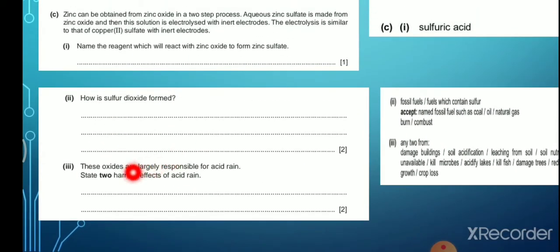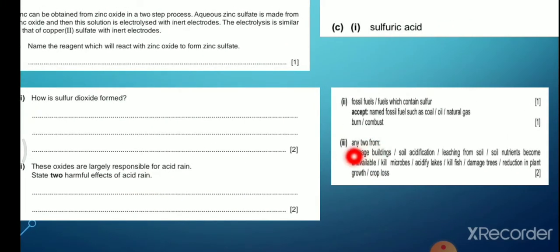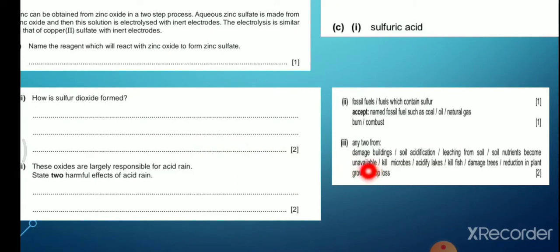Next question. These oxides are largely responsible for acid rain. State 2 harmful effects of acid rain. Any 2 points you can write. The first point you can write is damage to buildings. Then whichever you like: soil acidification, leaching from soil, soil nutrients becoming unavailable, killing microbes, acidifying lakes. So you can write damage buildings and acidify lakes, or kill fish, damage trees, reduction in plant growth, crop loss. Any 2 points you can write out of these, so many points.